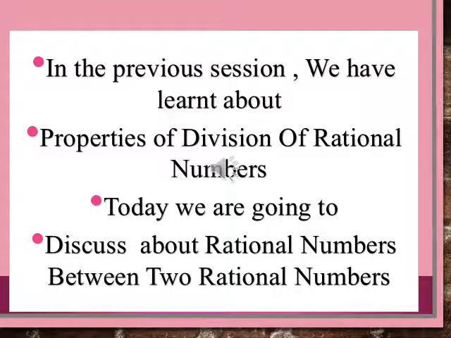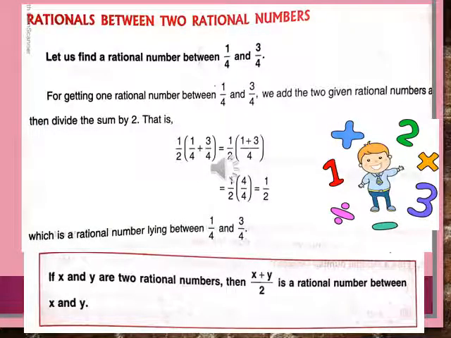In the previous session, we learnt about properties of division of rational numbers, and today in this session we are going to see what the different rational numbers are in between two rational numbers. Let's find the rationals between two rational numbers. Here we will take the two numbers as 1/4 and 3/4.